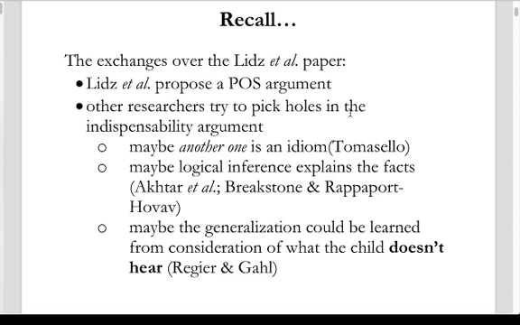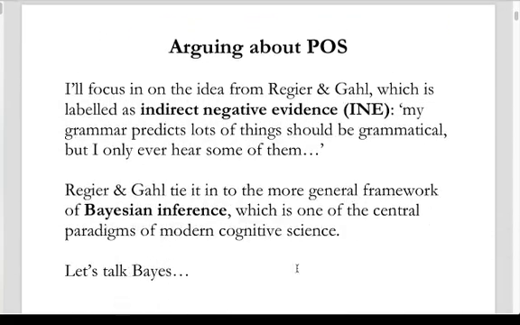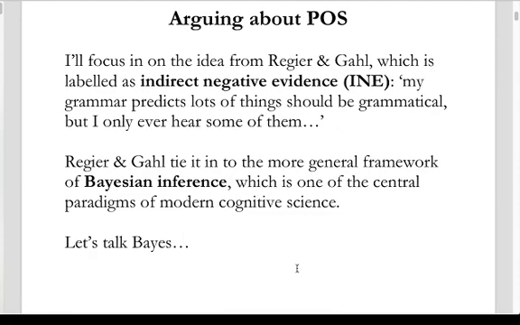Okay, so here's what happened with that Lidz paper and the responses to it. So they proposed a particular kind of poverty of the stimulus argument. They support it with some corpus studies about inaccessibility and with an experiment showing that the facts are nonetheless acquired. And then other researchers were trying to poke various holes in that indispensability argument. So maybe there's another way you could have gotten these experimental results, even if there were no innate universal grammar governing the X-bar architecture or something like that. And we're going to focus in again on this Regier and Gall idea that maybe children have the generalization, but that they actually have learned it from consideration of what they didn't hear in the data. And this is again referred to as indirect negative evidence.